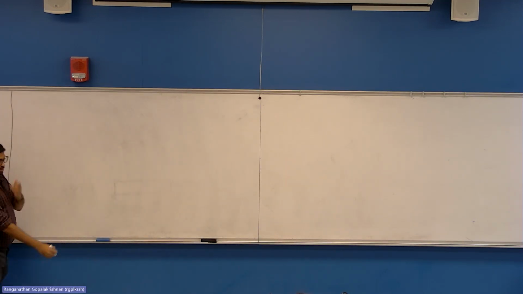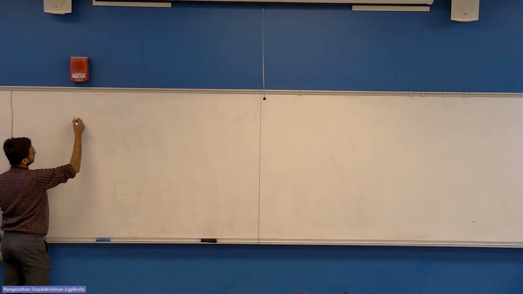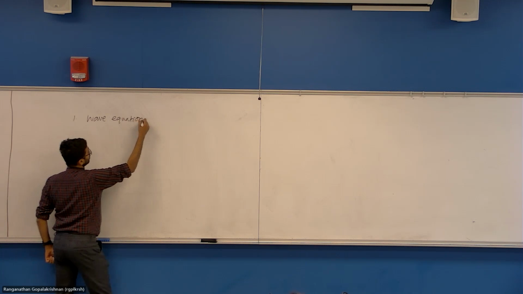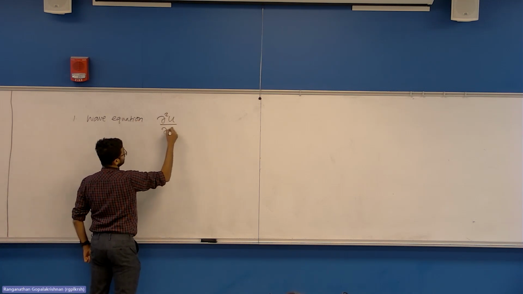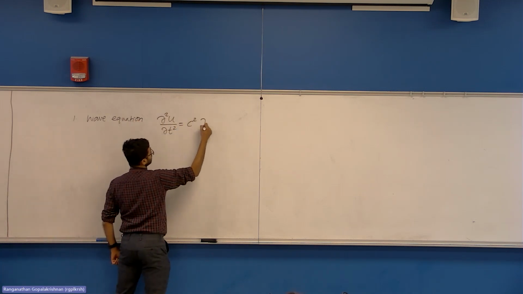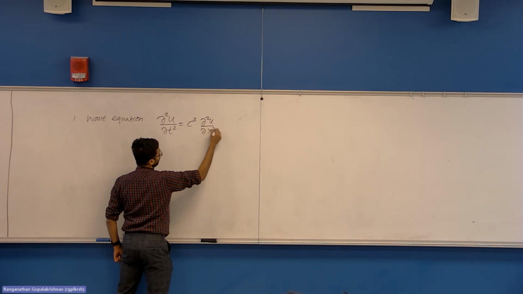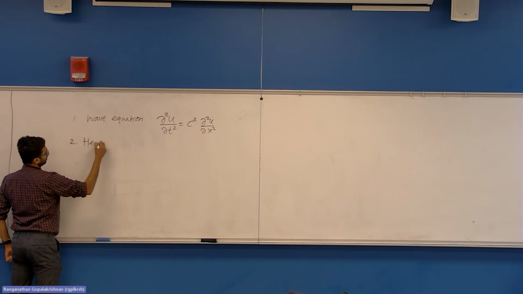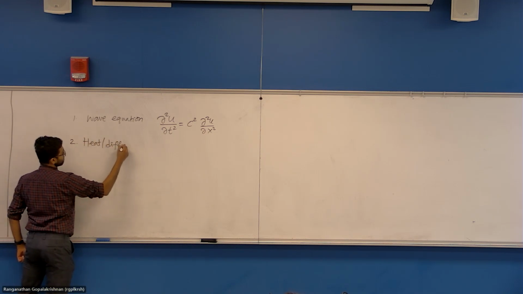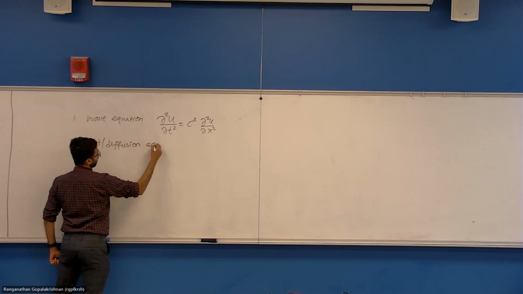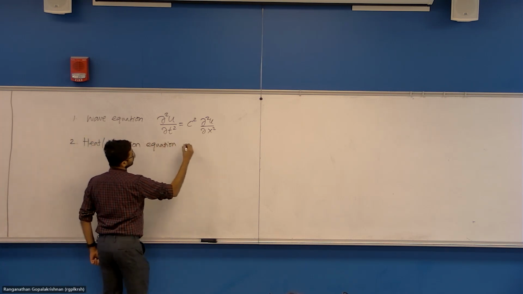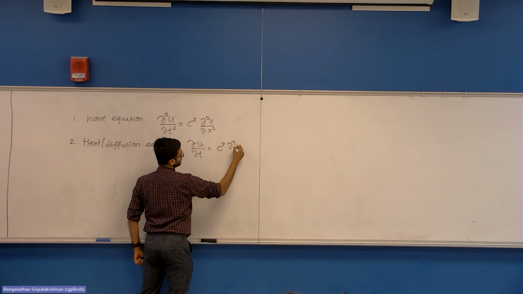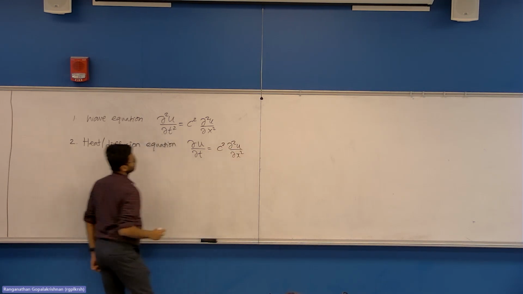So last lecture, we started seeing two types of equation. One is the wave equation, which is describing wave propagation in a domain. We did consider only a one-dimensional domain to keep it simple, and also what is called the heat or diffusion equation. So we had partial u over partial t equals c squared times the second derivative in x.